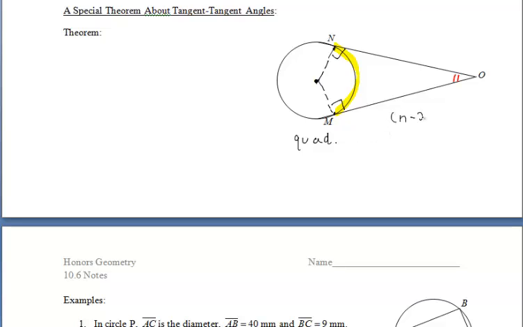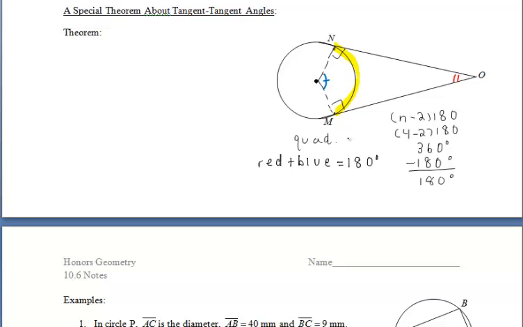We know that the sum of the interior angles of any quadrilateral is 360 degrees, and we could determine that by using n minus 2 times 180. Those two 90-degree angles account for 180 degrees out of the 360 degrees total, which means we have 180 degrees left to work with within the quadrilateral, which means that the red and blue angles must add up to 180 degrees. But since that blue angle is a central angle, it has the same measure as the arc that it intercepts, which is the yellow arc NM.